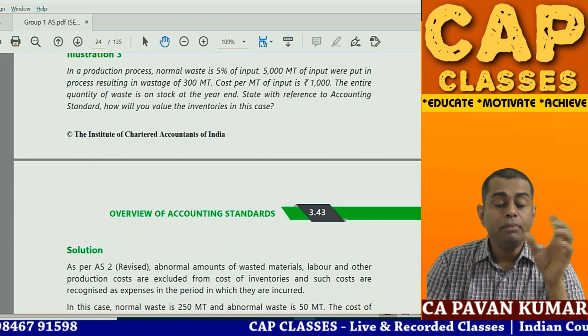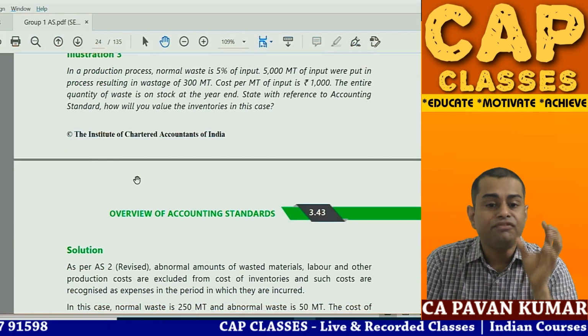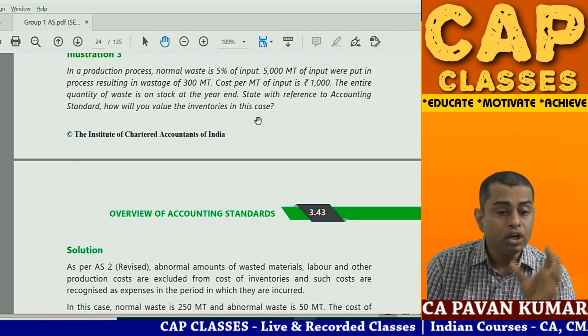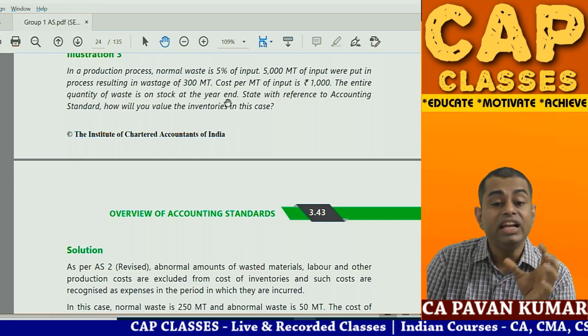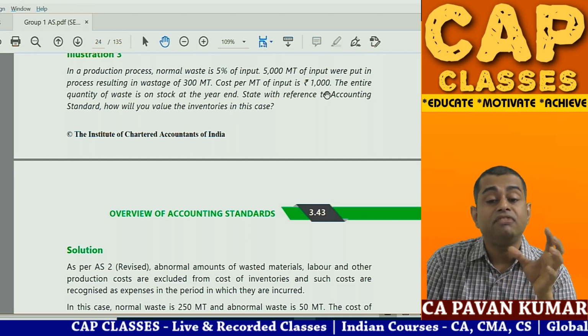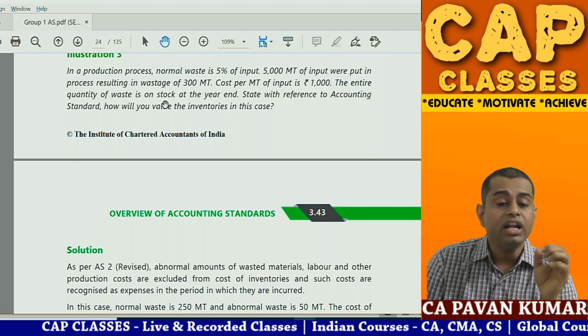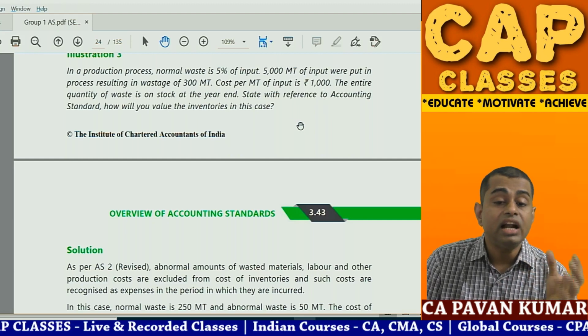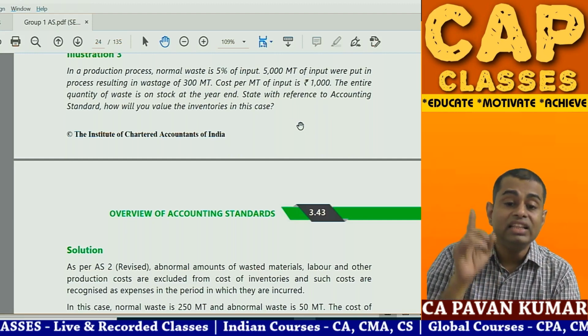In a production process, normal waste is 5% of input. 5,000 metric tons of input were put in process resulting in waste of 300 metric tons. Cost per metric ton of input is 1,000. The entire quantity of waste is in stock at the year end. State with reference to the accounting standard how will you value the inventory in this case.